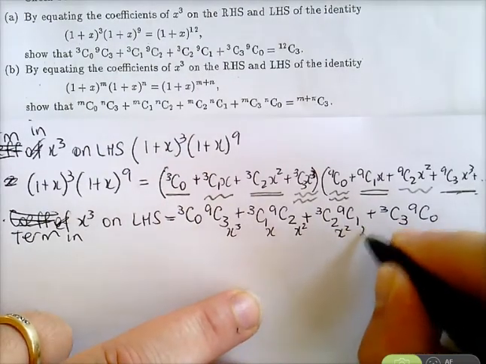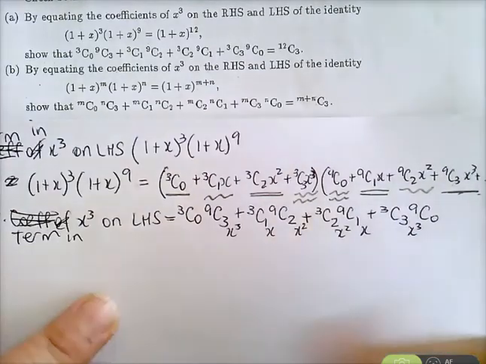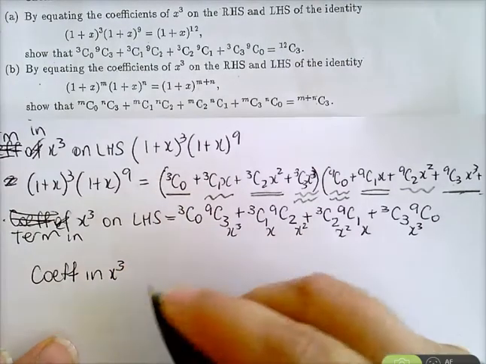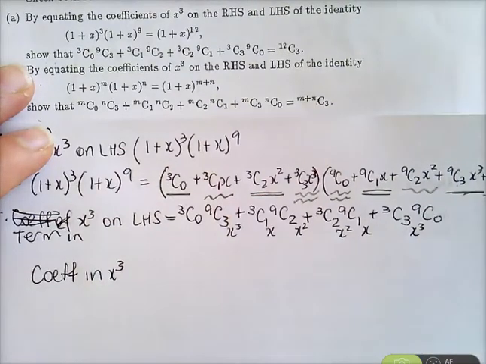3c2 x squared times 9c1 x, just pop them next to it. 3c1 x cubed times 9c0, therefore the coefficient. Do you know what I'm doing? I can't just copy the question out, even though we can see it.